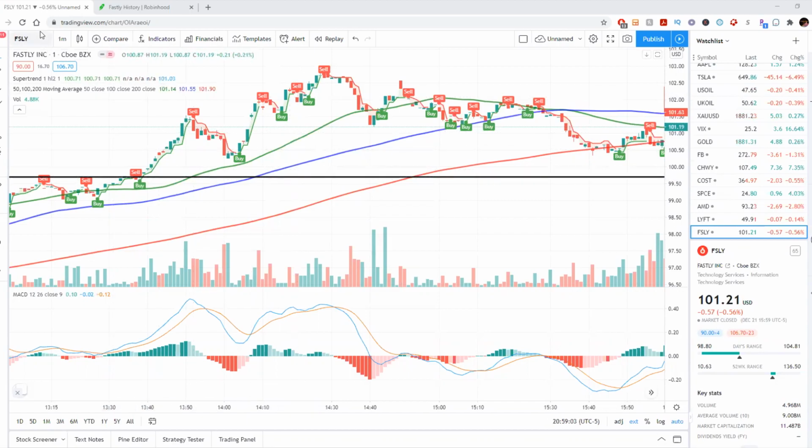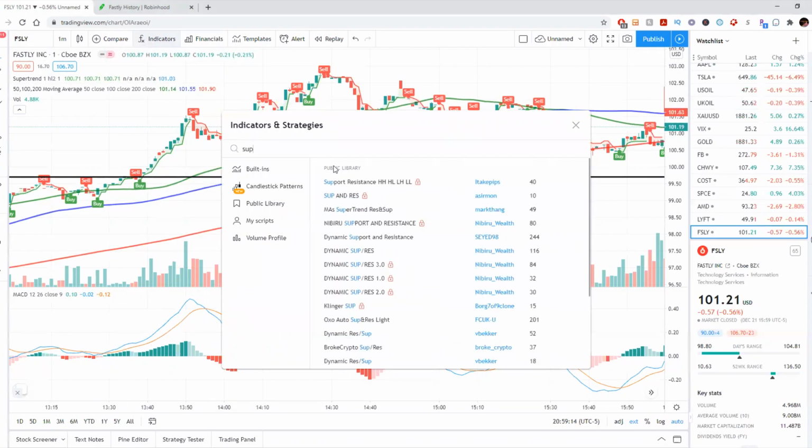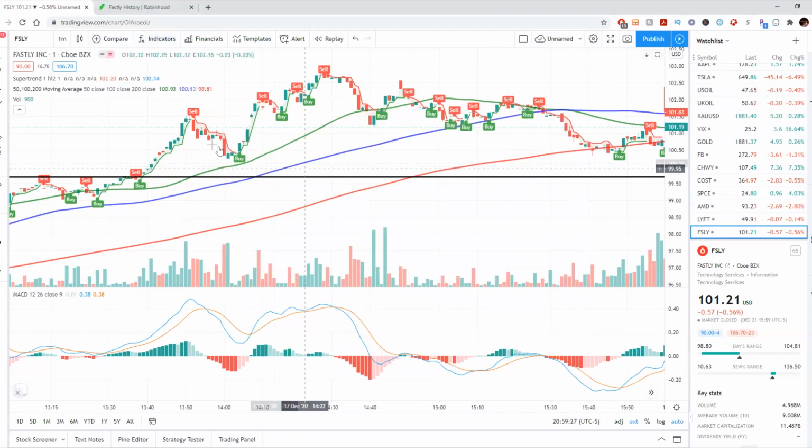So first of all, for Fastly, that's the stock I'm watching here, I put on this supertrend indicator. The way you get that is go to indicators and strategies on top here on tradingview.com. Just search for supertrend. It's pretty much the first indicator that comes up in the public library, okay? It's by this guy, Kivanch, however you pronounce this whole thing. But it's the very first indicator. You just click on that, and then you'll start getting these buy-sell signals, okay?